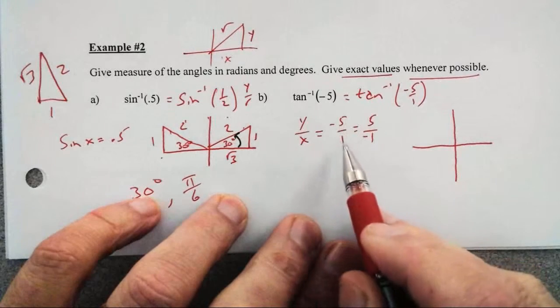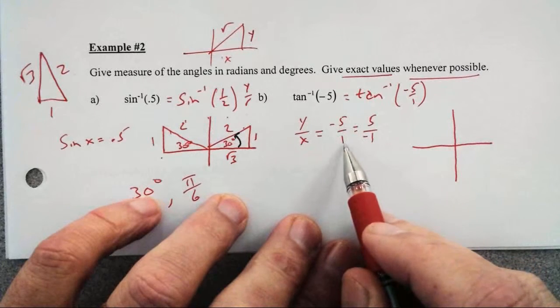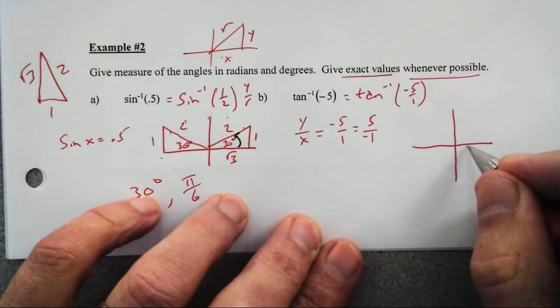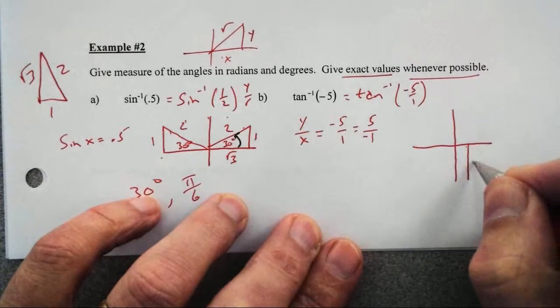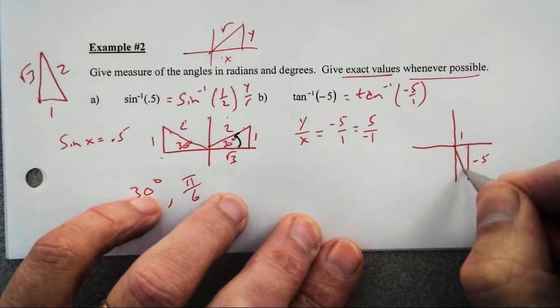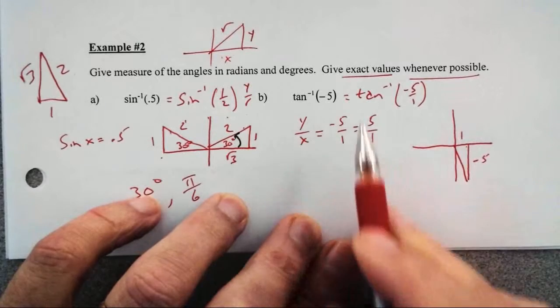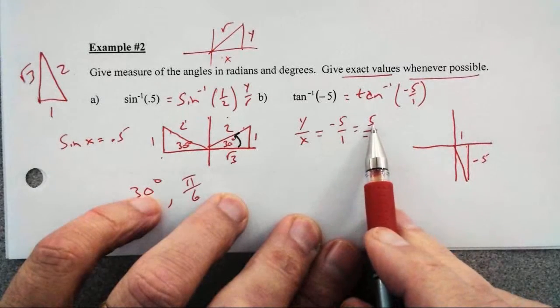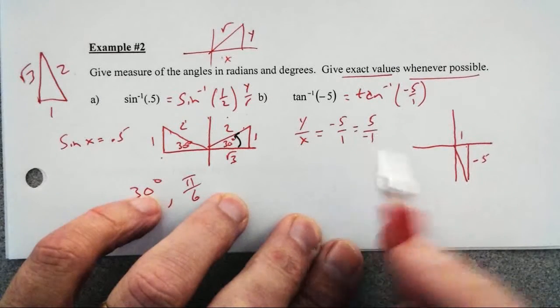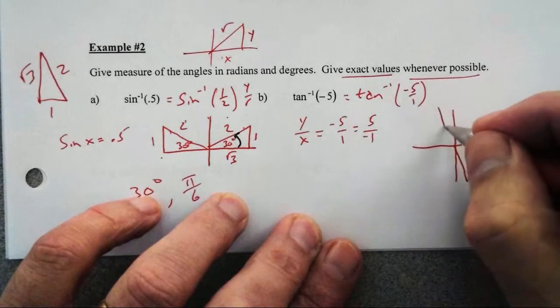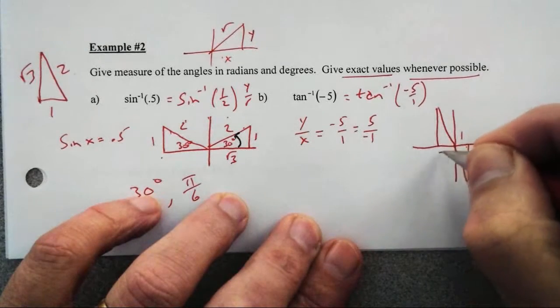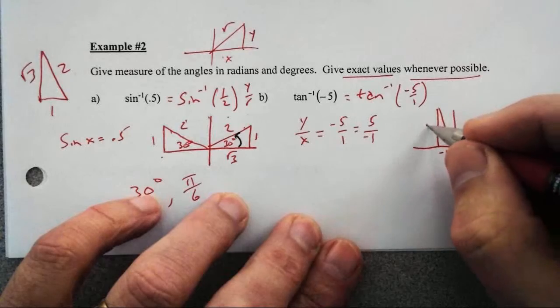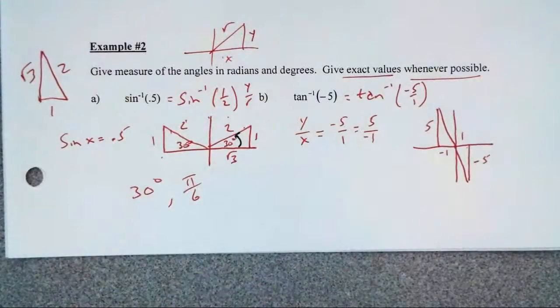Well, -5 on +1 would be x1, down here. +5 for y on -1 would be left and up. Would be this. Is that all right? Which one's our calculator going to give us?